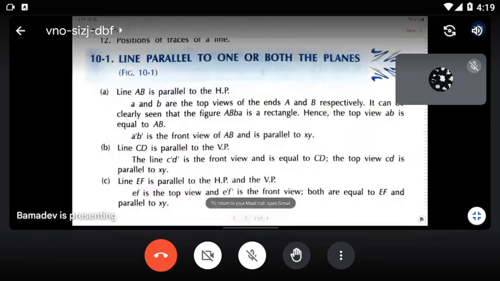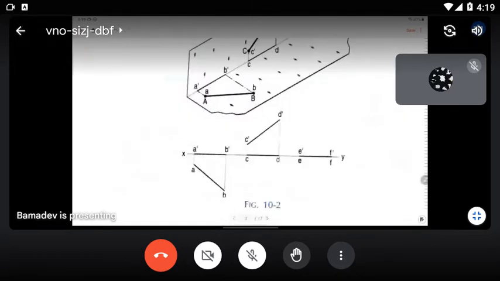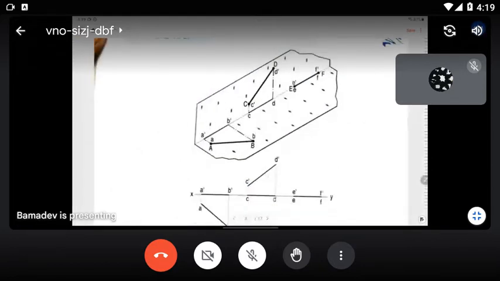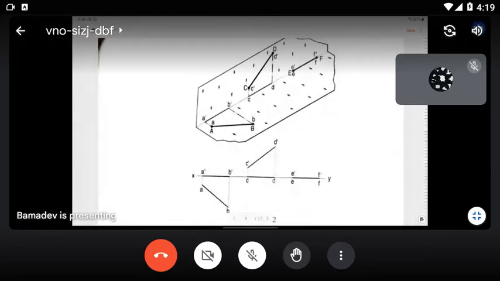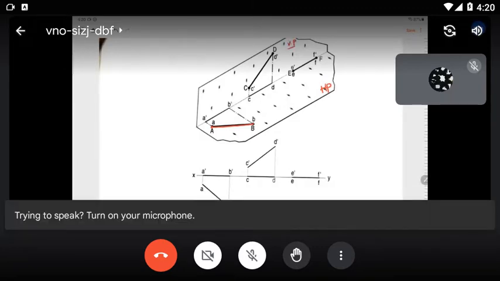So the first case: a line parallel to one or both of the planes. The pictorial views are given, so it can be easily understood just by observing this. You can see here the straight line AB. This straight line AB is parallel to which plane? This is HP, the horizontal plane, and this is the vertical plane.